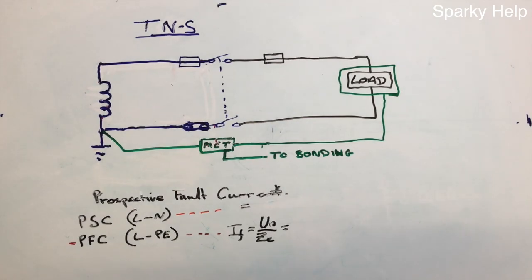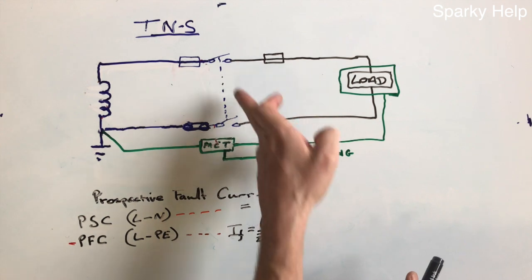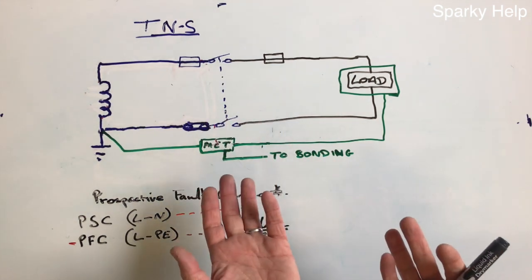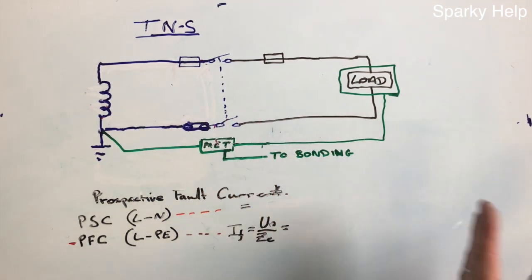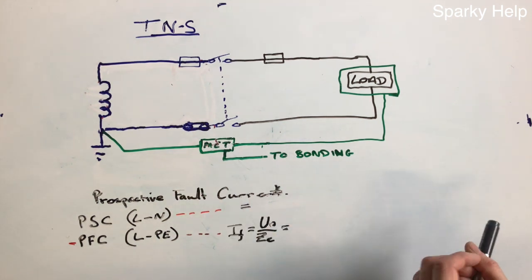So now fault current for a TNS installation. We have our same installation here, so we've still got our bonding connected, everything stays connected. Remember, the main switch is turned off and locked in the off position because we want the installation dead, but all bonding must be in place. So we've got the same again.